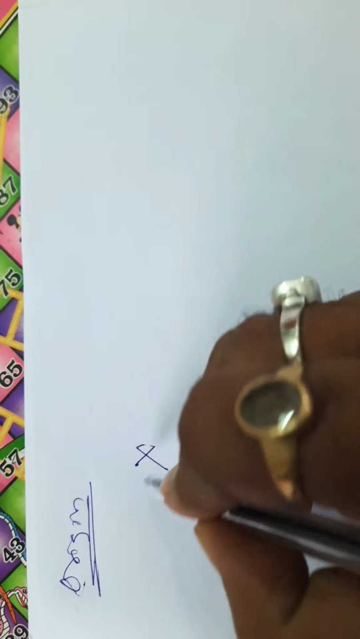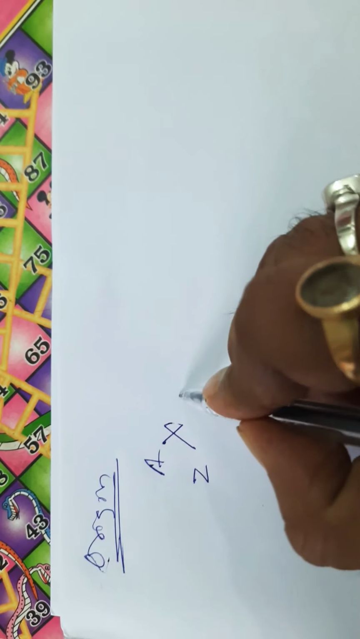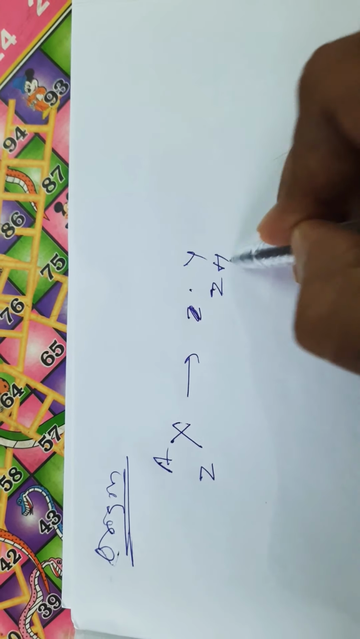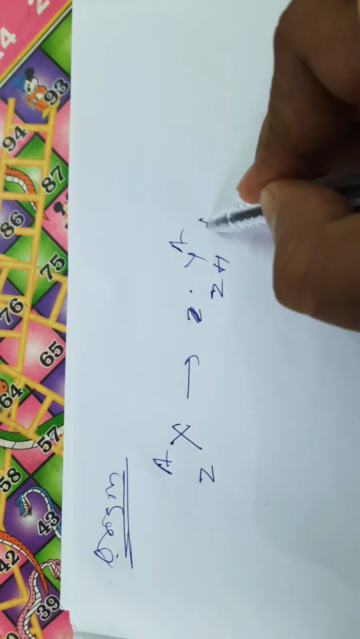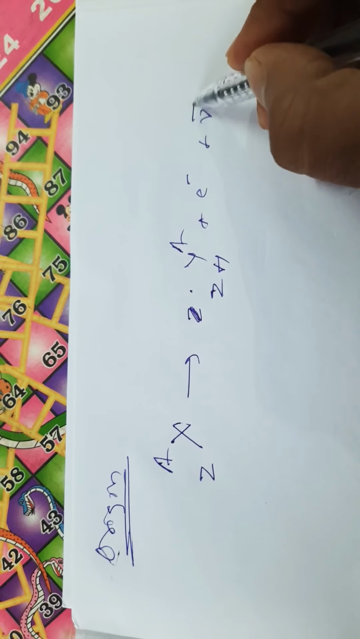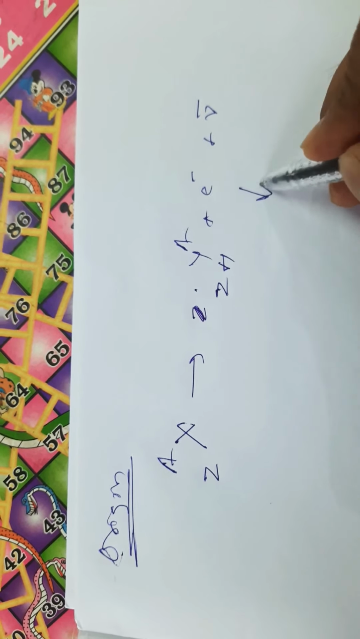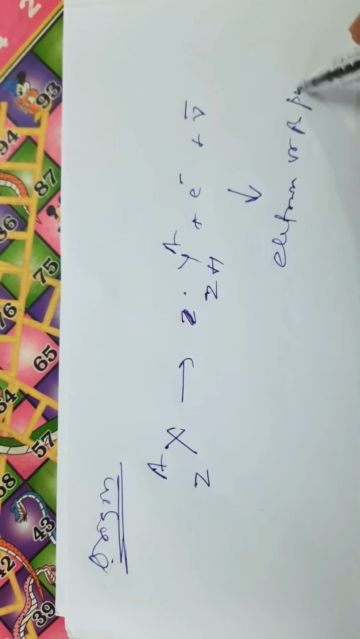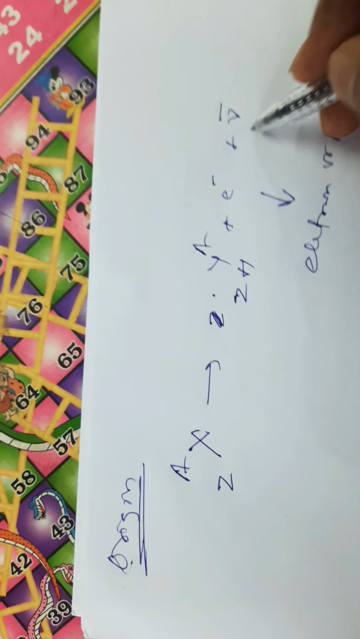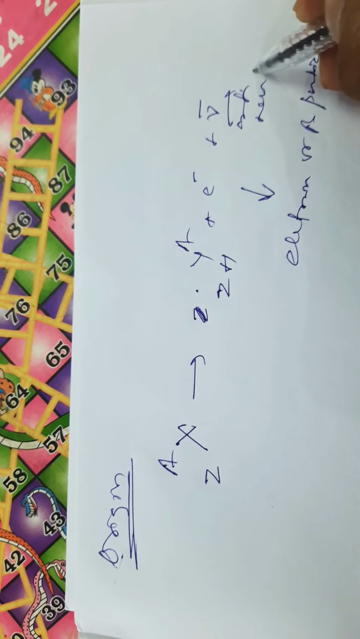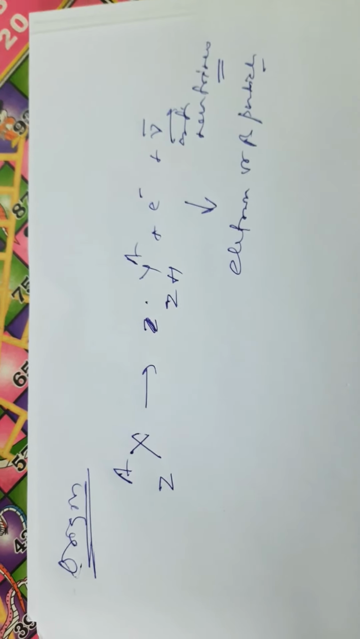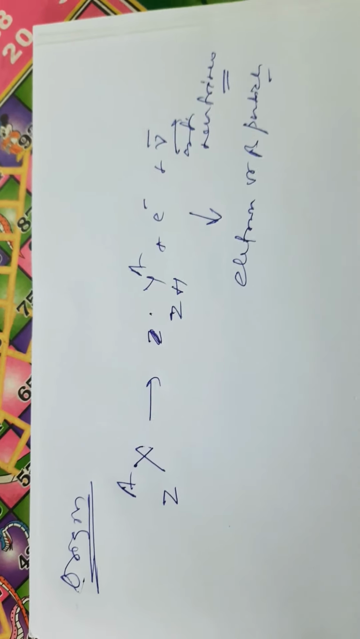Now, you can represent this process by this equation: Z X A goes to Z plus 1 Y A plus e minus plus this much. So this is the electron or beta particle, and obviously this is the antineutrino. Antineutrino has practically no mass and no charge and is produced to satisfy certain conservation laws that we know.